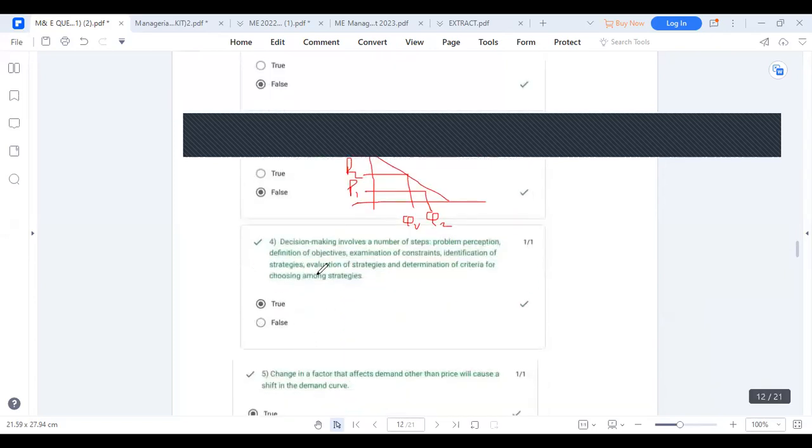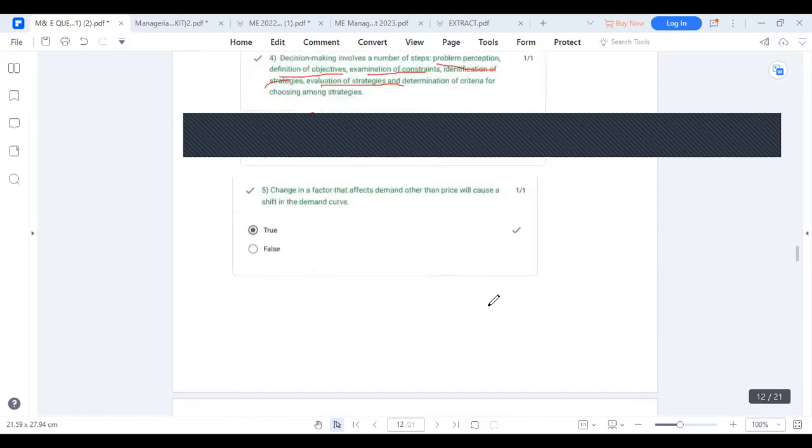All right. Decision-making involves a number of steps. It is problem perception, then you follow with definition of objectives, then you examine the constraints that are there, which is a budget, then you identify the strategies that are available, then you evaluate the strategies and determine which of the strategies you have to go for. This is a true decision-making process in managerial economics.